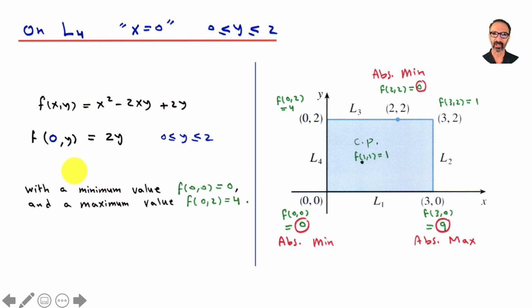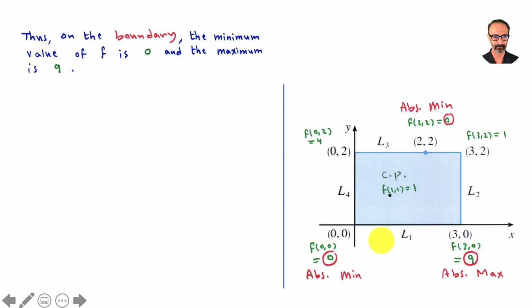Now we come to the last part. Let's keep this graph and talk about what's happening. This critical point was inside at 1, 1, and the output was 1. On the boundary, we have this point, this point, this point, this point, and this point. Finding the outputs, I have 4 here, 0 here, 1 here, 9 here, 1 here, and 0 here.